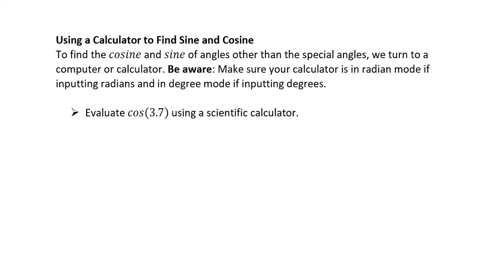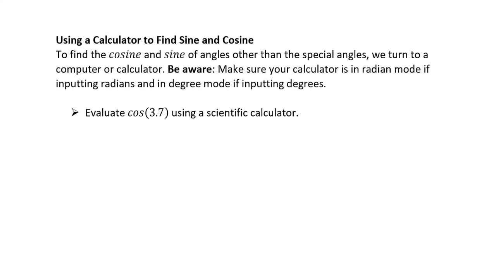Using a calculator to find sine and cosine. To find the cosine and sine of angles other than the special angles, we'll use a computer or calculator. Just be aware that you need to make sure your calculator is in radian mode if you're inputting radians, and that it's in degree mode if you're inputting degrees.